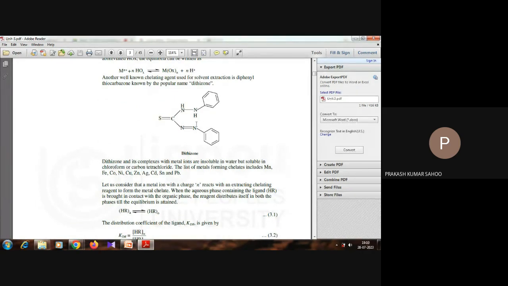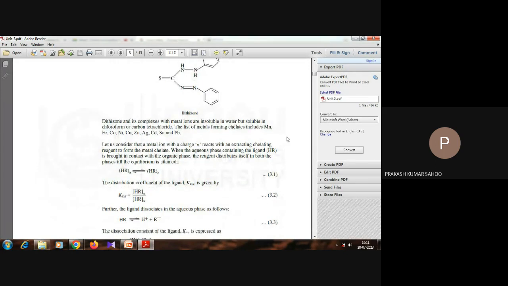Dithizone. This is another ligand, which is diphenylthiocarbazone, popularly known as dithizone, which is also a chelating ligand, which forms a ring-like structure with the metal ion. And metals like manganese, iron, cobalt, nickel, copper, zinc, silver, cadmium, tin, and lead are very much forming chelating compounds with this oxine or dithizone ligand.